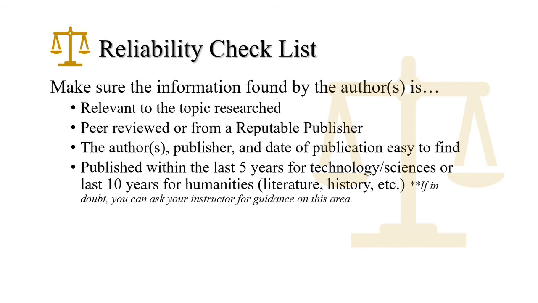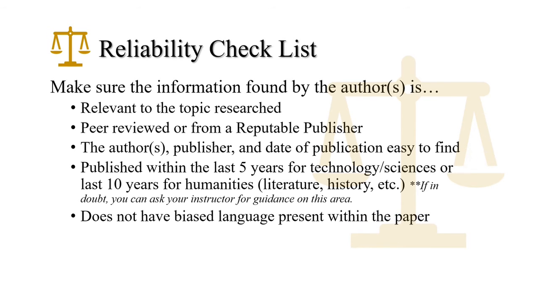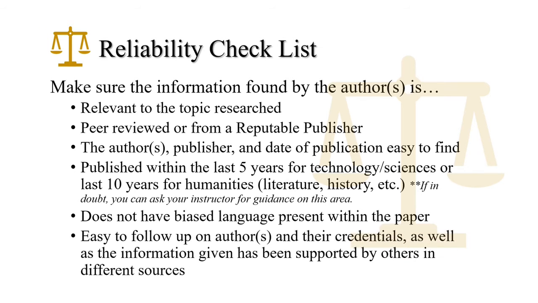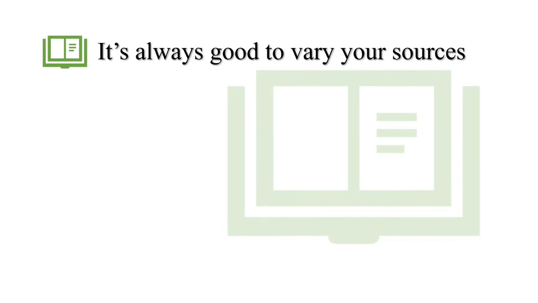That it's published within the last 5 years for technology and sciences, or the last 10 years for the humanities, such as literature, history, etc. But if you're in doubt, you can ask your instructor for guidance on this area. Also, some titles that are much older than 10 years are good for background information. Make sure that it doesn't have biased language present within the paper or presentation, and that everything's easy to follow up, even on the author and their credentials, as well as the information given has been supported by others in different sources.